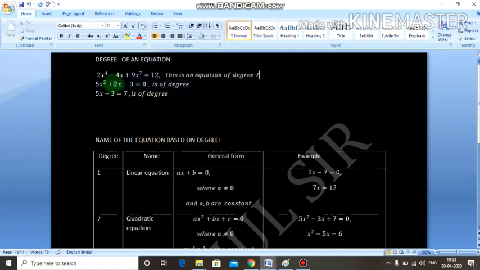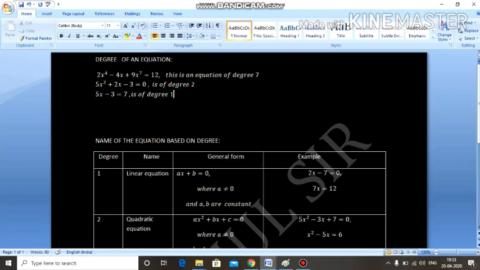And check the second one, 5x square plus 2x minus 3 equals 0. Clearly this is also an equation in x, and the highest power of x is 2. So this is an equation of degree 2. And the third one, 5x minus 3 equals 7. This is also an equation, the variable is x and the highest power is 1, so this is an equation of degree 1. So this is the process of finding the degree of an equation.